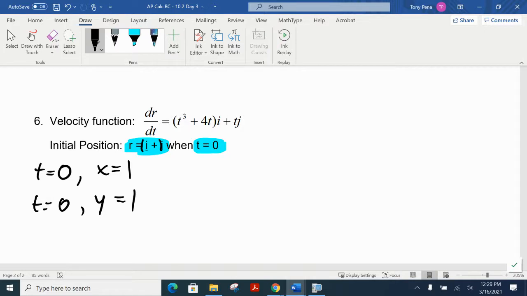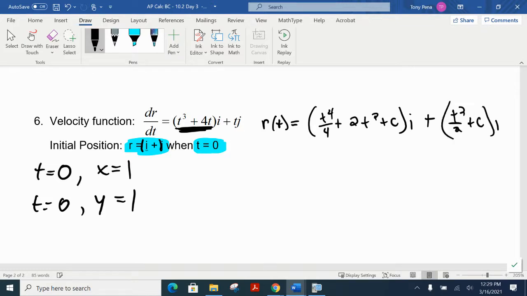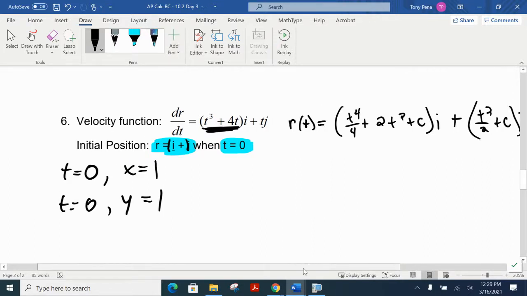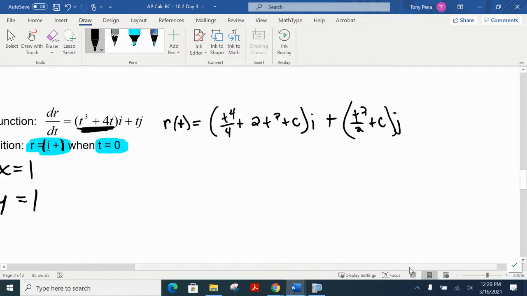When we now separate these and do the antiderivative of these, r of t should equal, so we're going to do the antiderivative of our i term. That would be t to the 4th over 4, and then 4t squared divided by 2 is 2t squared, and then that's the constant for our i term. And then we now have to do that with the j term. That one's super easy. That would be t squared over 2 plus its c, that's our j term.